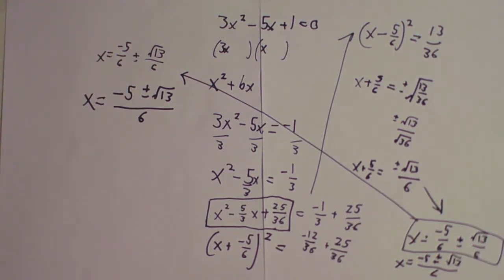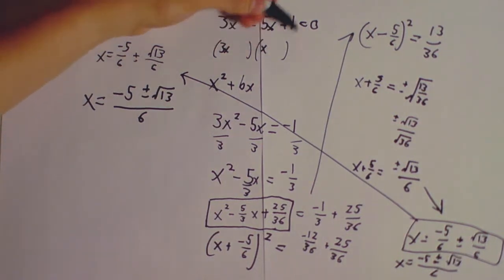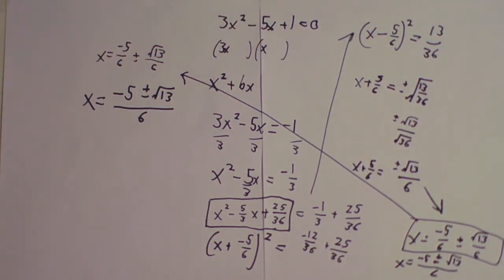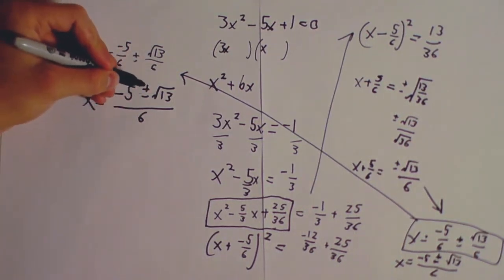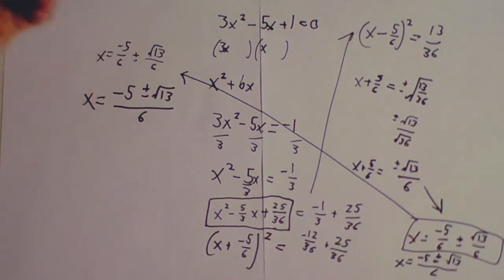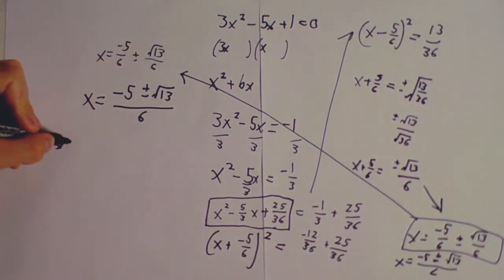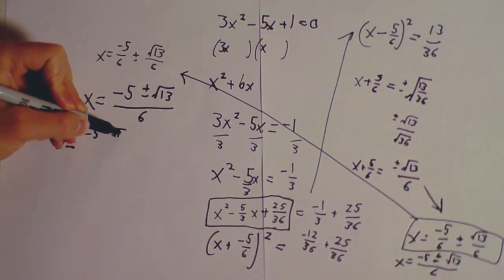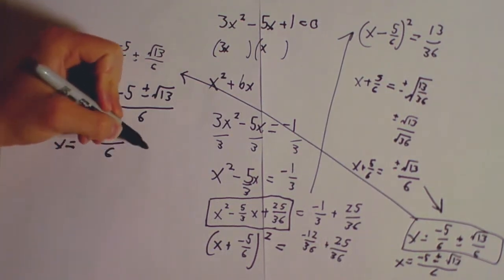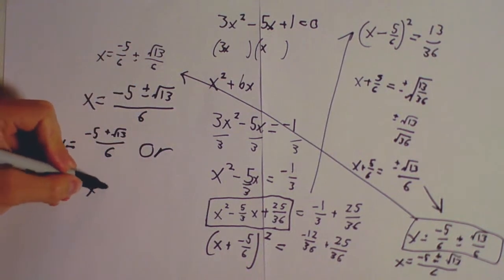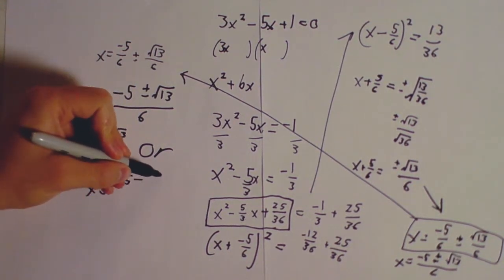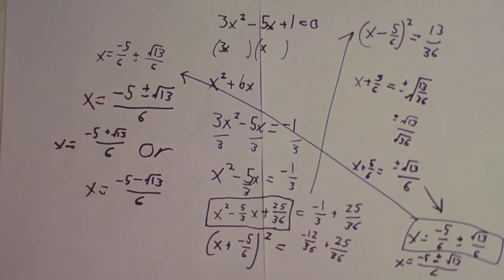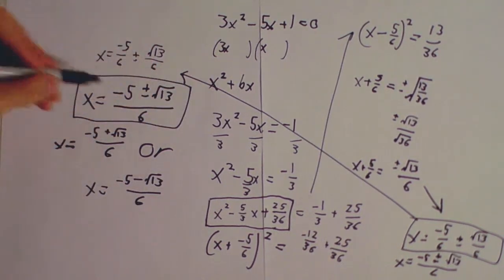Now, notice that when we factor a trinomial to solve that way, there are usually two solutions. In this case, it looks like we only have one solution, but this plus or minus says that there actually are two solutions. So the two solutions would be x equals negative 5 plus the square root of 13 over 6, or x equals negative 5 minus the square root of 13 over 6. So this plus or minus here indicates that we do have two possible solutions, as we should expect.